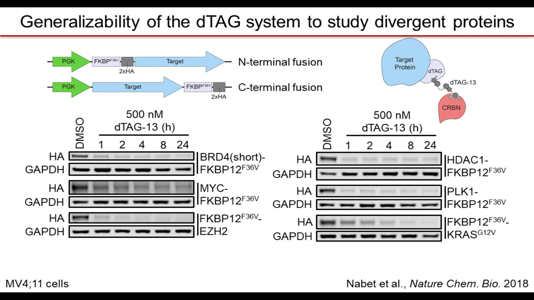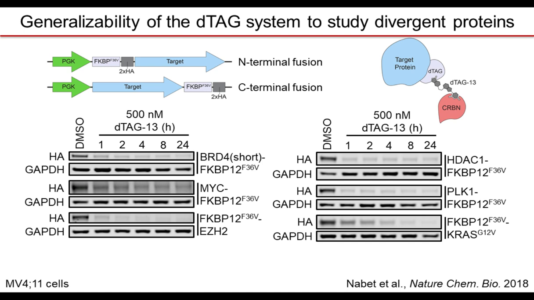Subsequently, we were quite excited, so we started tagging a lot of different target proteins of interest that we were studying in the lab. These include MYC, EZH2, HDAC1, PLK1, and mutant KRAS. These are either cytoplasmic or nuclear proteins, kinases or transcriptional regulators or signaling effectors. What we found in these MV411 cells was that in each case we could nicely, rapidly degrade each target fusion protein, with evidence of degradation within 1 hour of treatment. Mutant KRAS was actually the slowest to degrade, with degradation occurring within 4 to 8 hours after treatment.